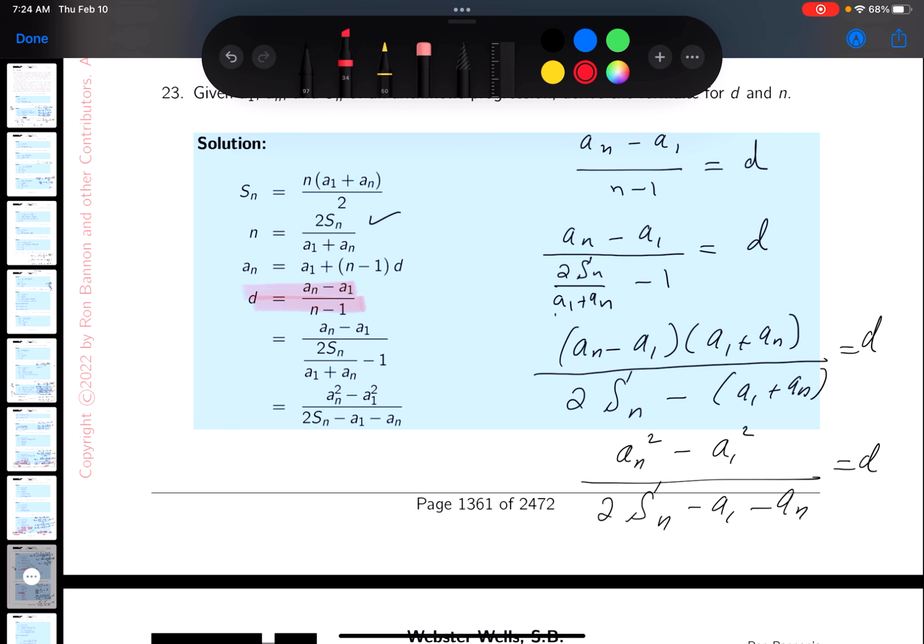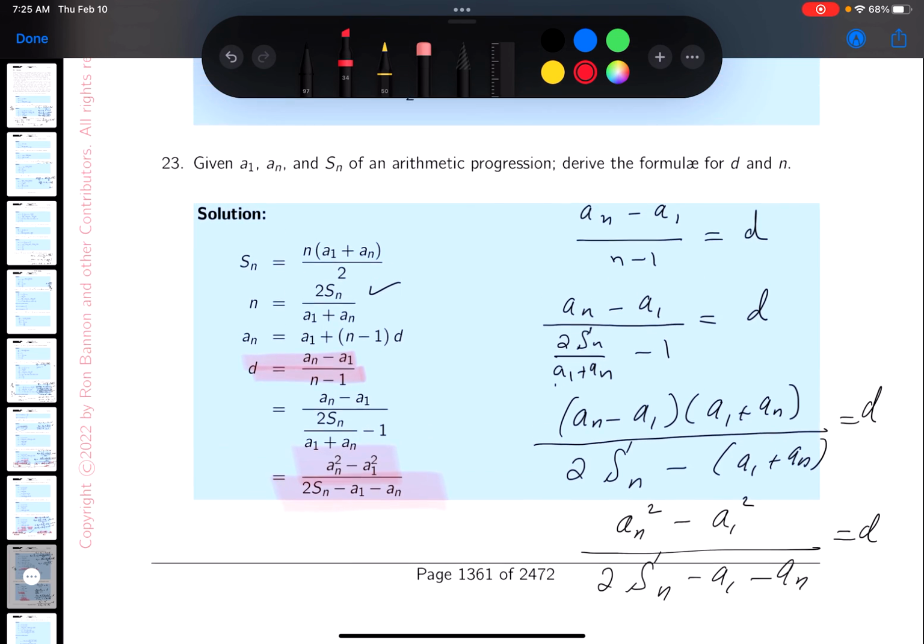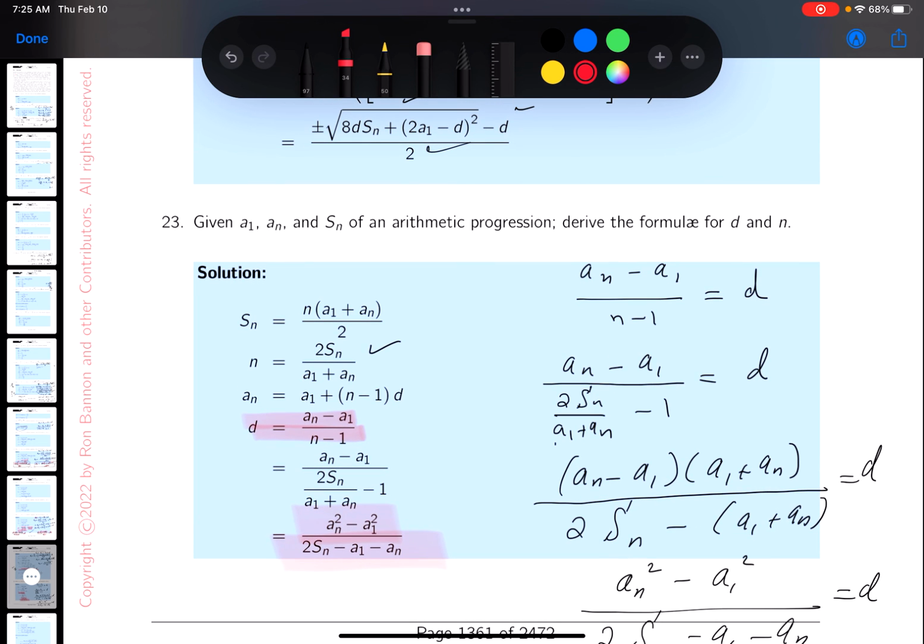And that's exactly what they have over here. Let me just point that out to you. I got the top and I got the bottom. And things are working out, right? What did they ask for? A formula for n, which was easy to come up with, and a formula for d, which took a little bit more work, but we did get there. Thank you.